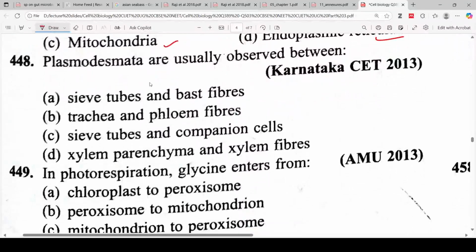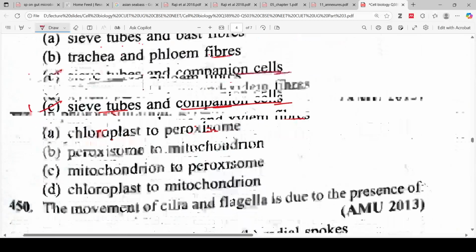Next question. Plasmodesmata are usually observed between sieve tubes and bast fiber, trachea and phloems, sieve tubes and companion cells, xylem and parenchyma, and xylem fiber. So the correct answer will be option C, sieve tubes and companion cells.